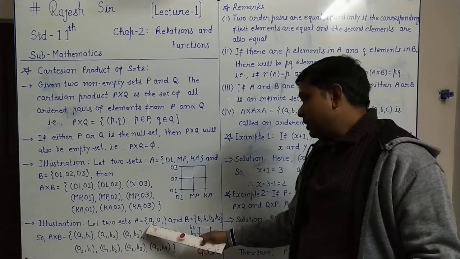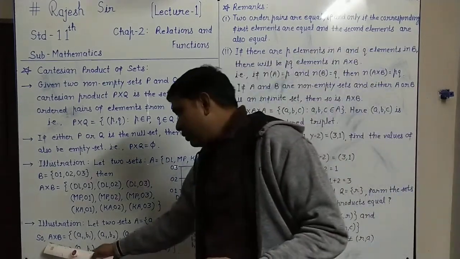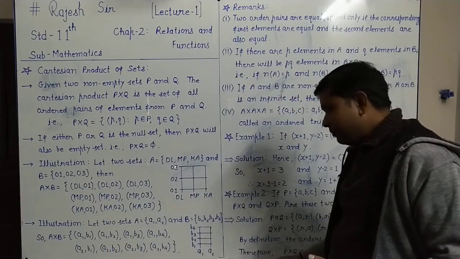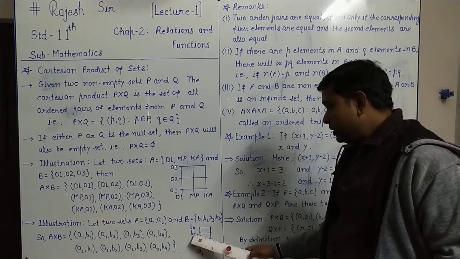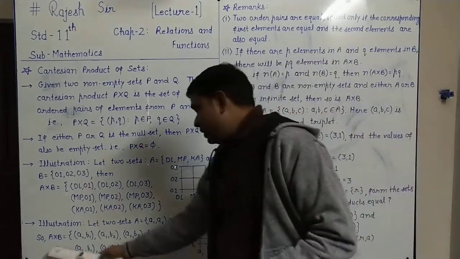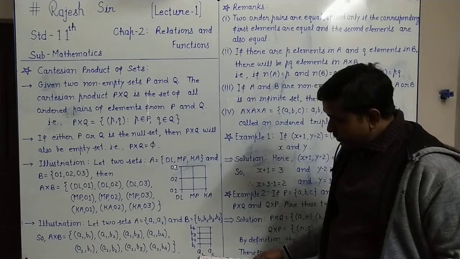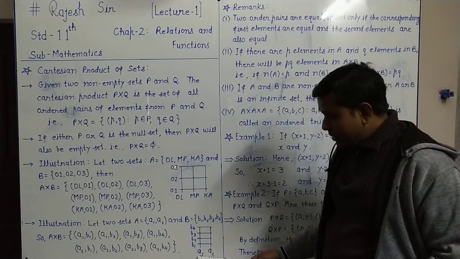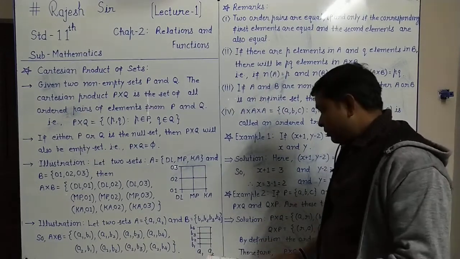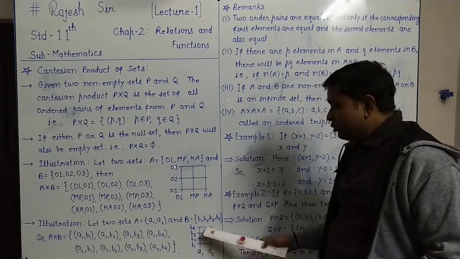A is {a1, a2} and B is {b1, b2, b3, b4}, and we want to get A cross B. Again we are showing A elements a1, a2 on this side and B elements b1, b2, b3, b4 on this side. We have to make the ordered pairs from A to B. From a1, the first ordered pair will be (a1, b1), then (a1, b2), (a1, b3), (a1, b4), and then from a2: (a2, b1), (a2, b2), (a2, b3), and (a2, b4).